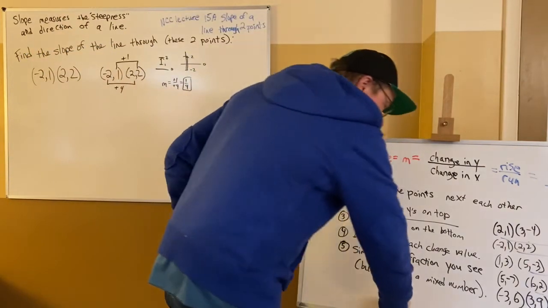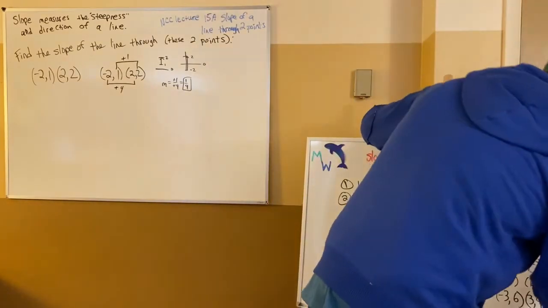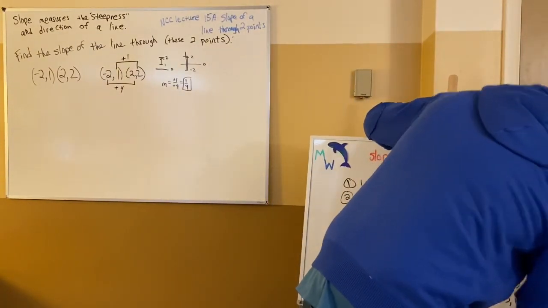I'm going to come over here and keep our score. Slope of that line, 1/4, positive.